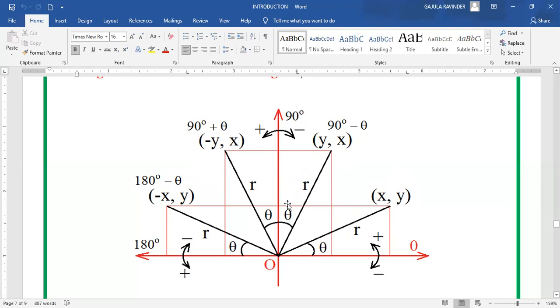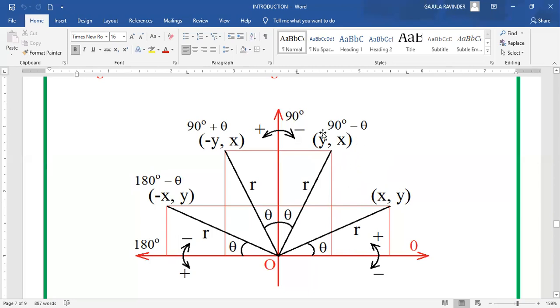Got the point? Now from this diagram, you can write the ratios of first 90 minus theta. So what will be sine of 90 minus theta? It's the y coordinate by r, meaning x by r. Sine of 90 minus theta. So the y coordinate of that corresponding point. What is the corresponding point here? X. X by r. Sine of 90 minus theta is x by r. But what is that x by r for theta? X by r for theta is cos theta. Therefore, sine of 90 minus theta is cos theta here.